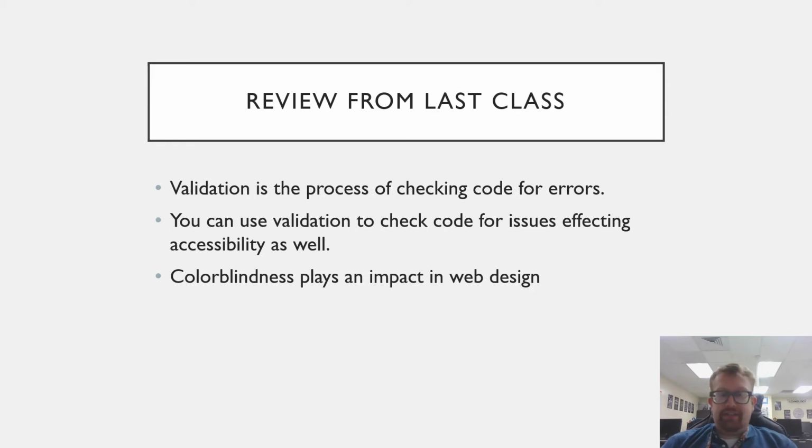Alright, in the last class we talked about validation for accessibility concerns. So remember, validation is the process of checking your code for any errors or mistakes, and a validator can help you check for issues regarding accessibility as well. And we also talked about colorblindness and how it plays an impact on web design.